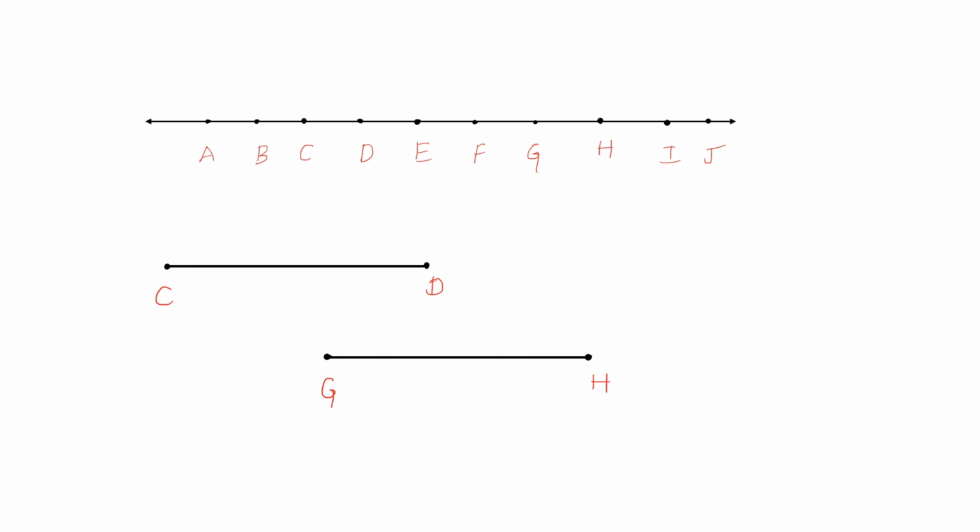So what is AJ called? AJ is a straight line. It is very clear. If you observe, it has a straight line. At the end, it has an arrow mark. So AJ is a straight line.